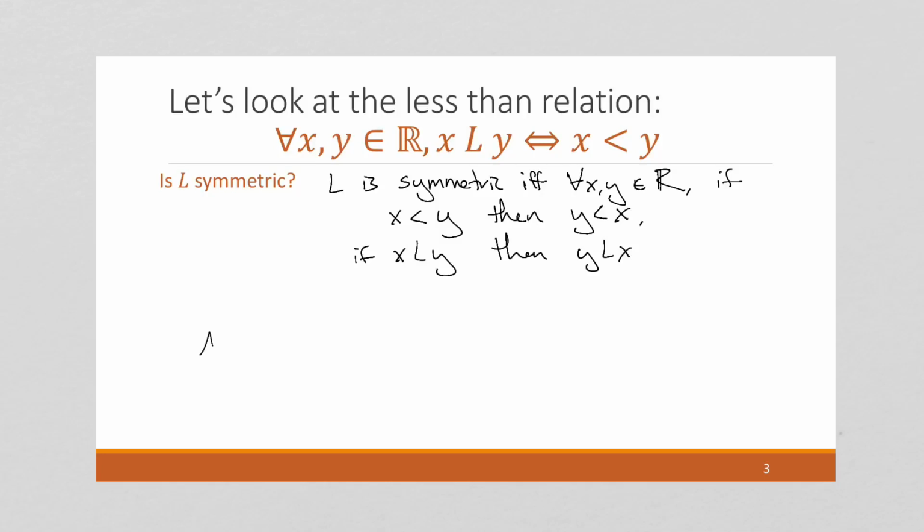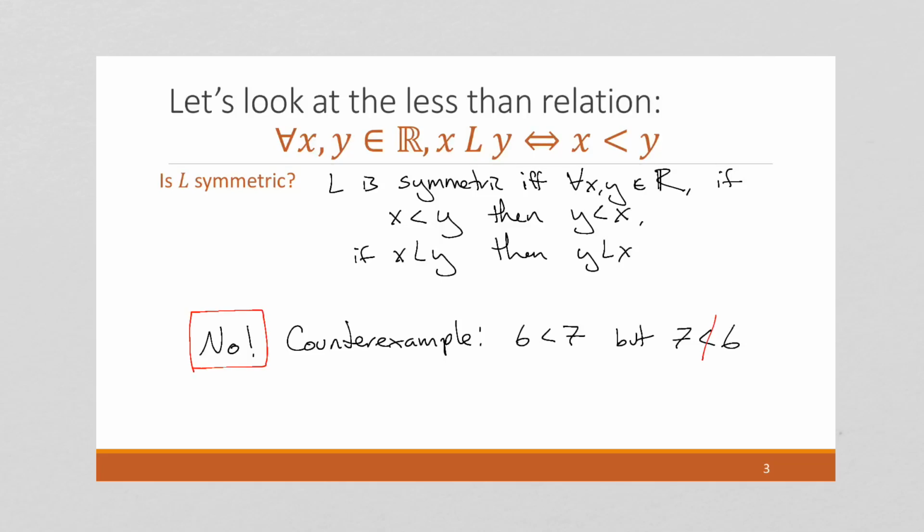So no, this isn't true, right? And to prove that, we have a counterexample. Six is less than 7, but 7 is not less than 6. Right? So this is not symmetric.